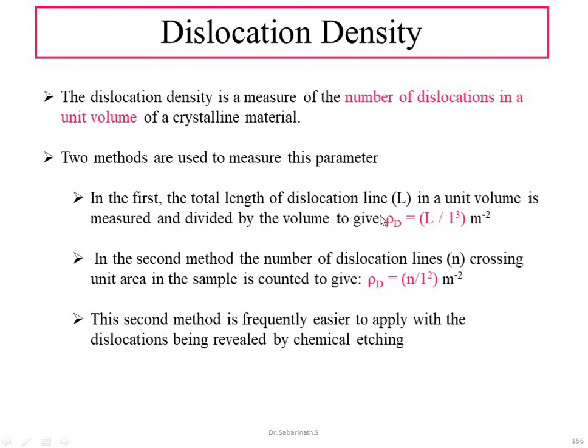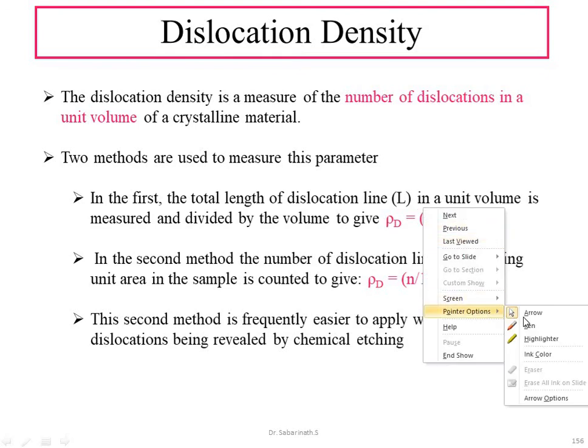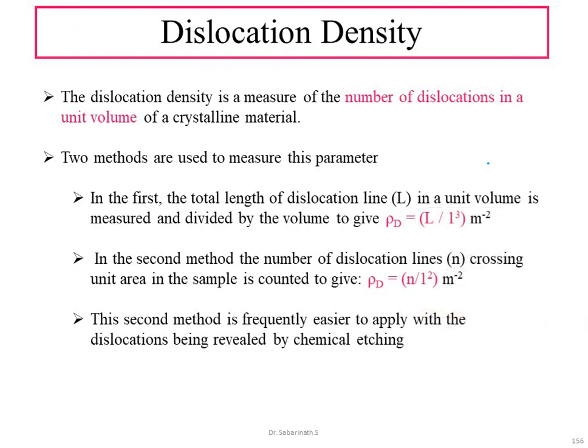Let me take the pen. If a crystal structure is like this, and many dislocations are there, we will take a line, and the total length of the line is measured in a unit volume. Consider this as a unit volume, and in that volume the total length of that line is measured, and that length divided by the volume will give the dislocation density.